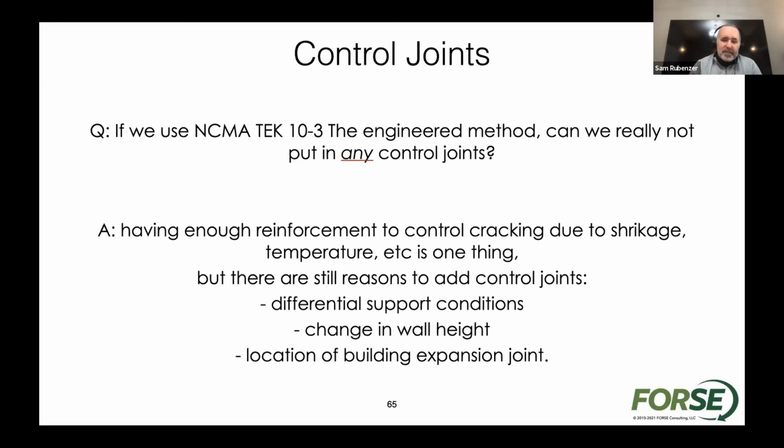One of the buildings that I showed you guys, we had different support conditions. We had some masonry walls that were sitting on plank, and we had some masonry walls that were sitting on a wall below. Different support conditions are still going to require a joint in between them, even if we have enough reinforcement. Sometimes changing height of wall would be a good place to put a control joint still. Locations of overall building expansion joints, obviously we don't want to not have a joint in the masonry wall. So there's still plenty of times for putting in control joints in masonry walls, even when we have a sufficient amount of reinforcement in there to prevent cracking.